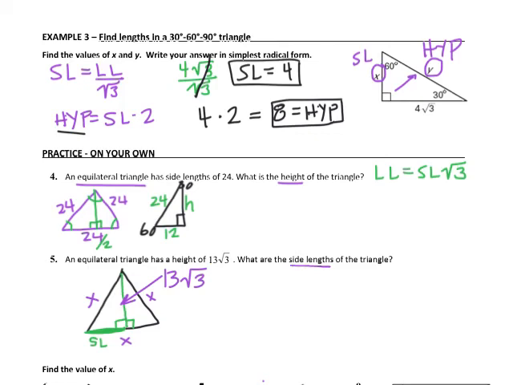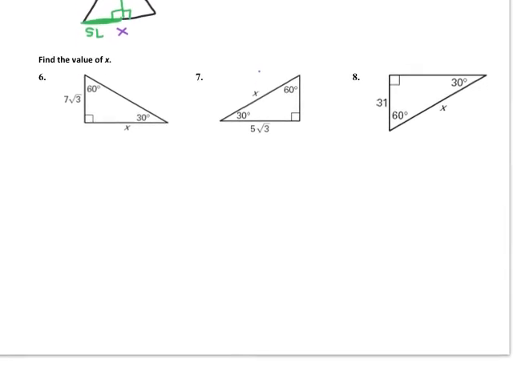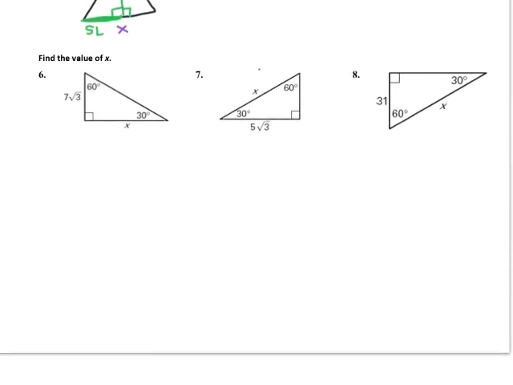So I'm next going to look at numbers 6, 7, and 8. Okay, numbers 6, 7, and 8, each one of these is a 30, 60, 90 triangle. So I want you to go back to your formulas that you've gotten and make sure you identify which side of the triangle you're looking for. In this case, this is the long leg. And in number 7 and in number 8, it looks like you're solving for the hypotenuse. So be careful, use the correct formula.